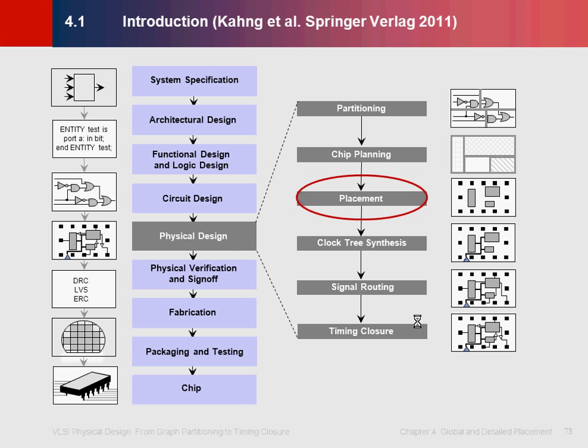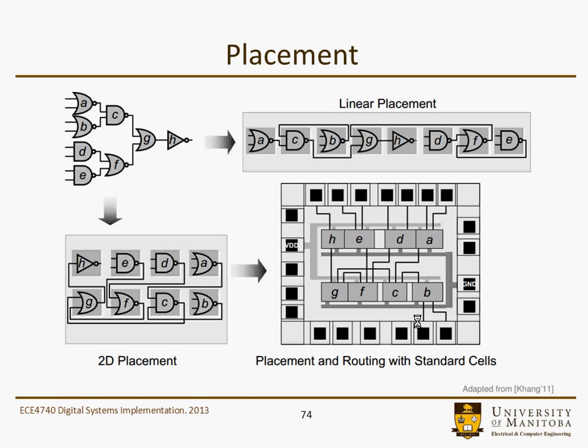This is a little introduction by Kang et al. from a Springer Verlag publication, 2011, and it just goes over the placement parts a little bit here. So here's an example of placement. Here's a circuit that we're familiar with seeing. It's a schematic representation of it, and over here it shows a linear placement, and over here a 2D kind of placement.